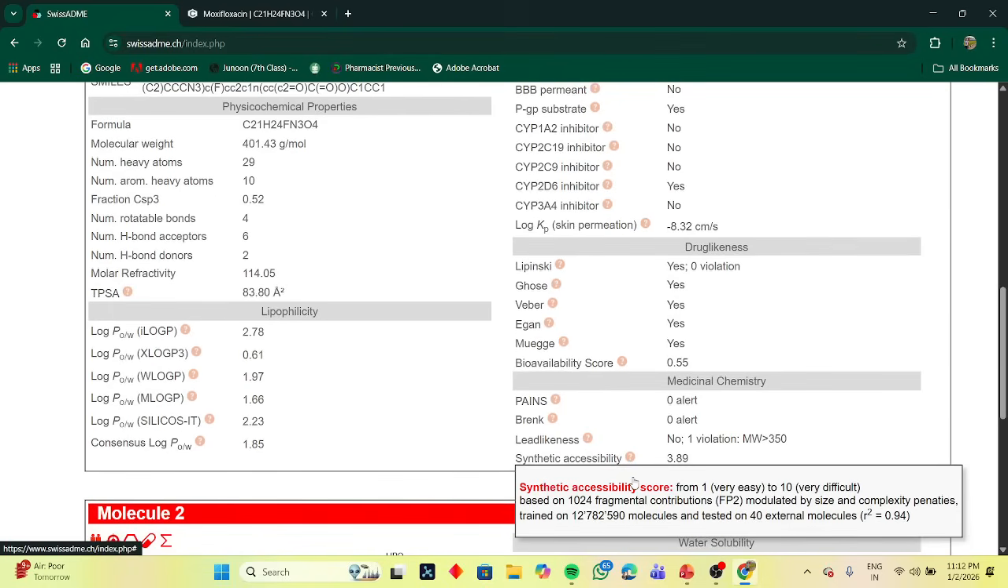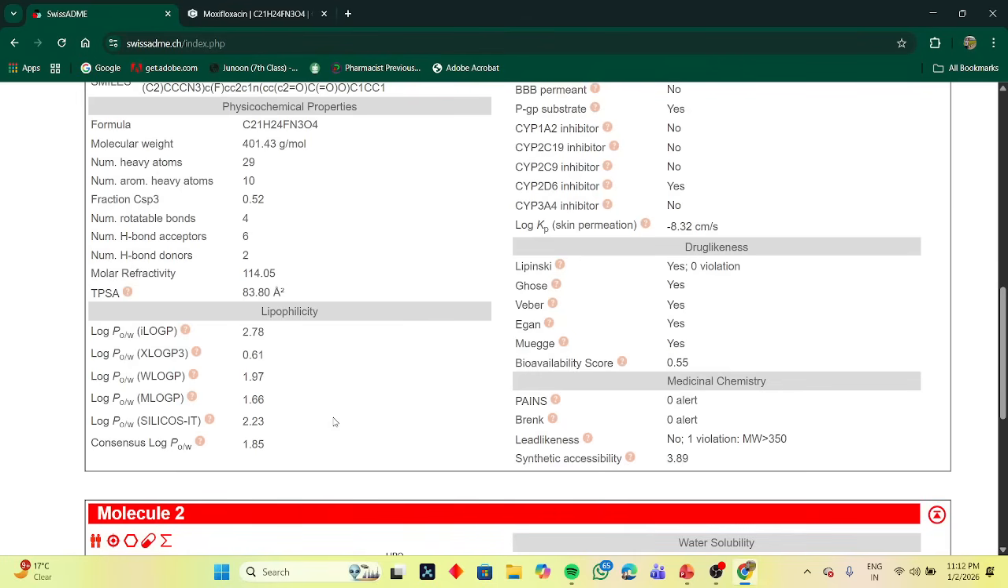So what is synthetic accessibility? On a scale from 1 to 10, a score near 1 means it is very easy to synthesize, and a score of 10 means it is very difficult to synthesize. It comes to approximately 3.89, so we can say it is 4, and it is easy to moderately difficult to synthesize.